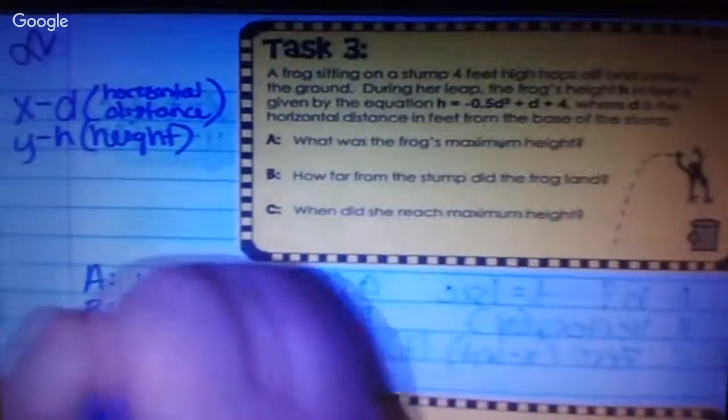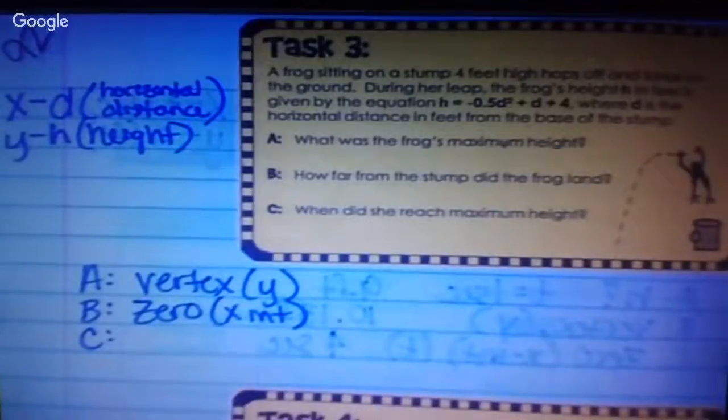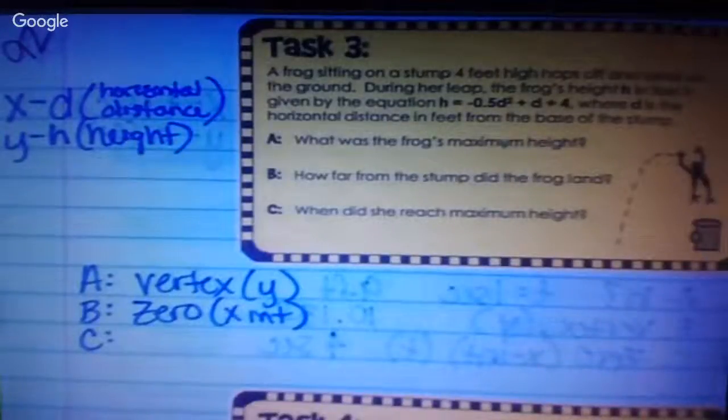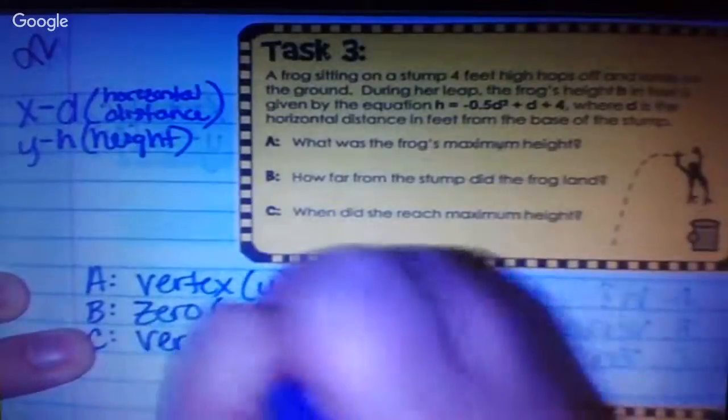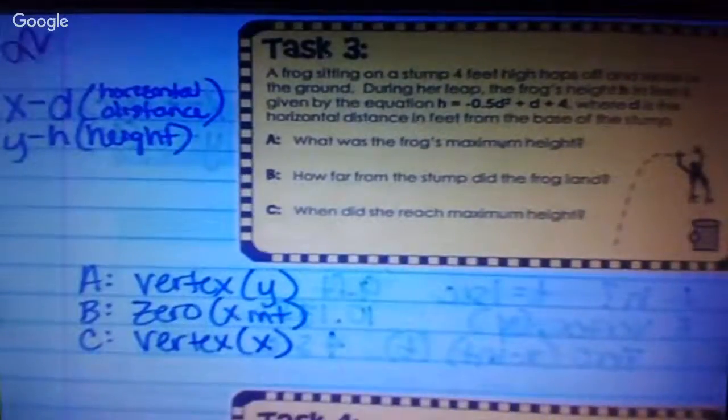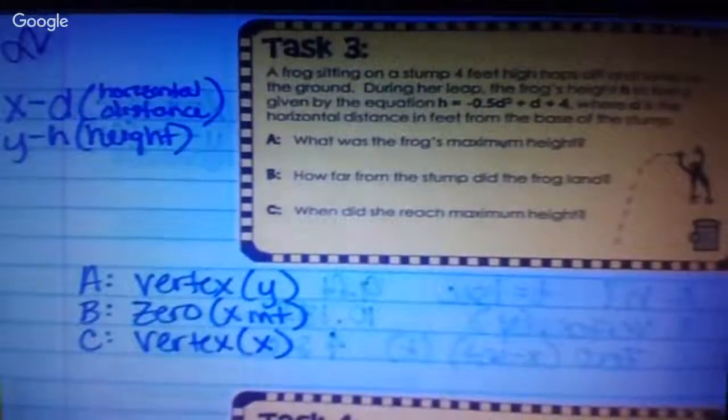Part C wants to know, when did she reach maximum height? That's the vertex. The X part of your vertex. Wait, question. How is that the X? They're both asking for the height. It says when. Oh, never mind. Sorry.